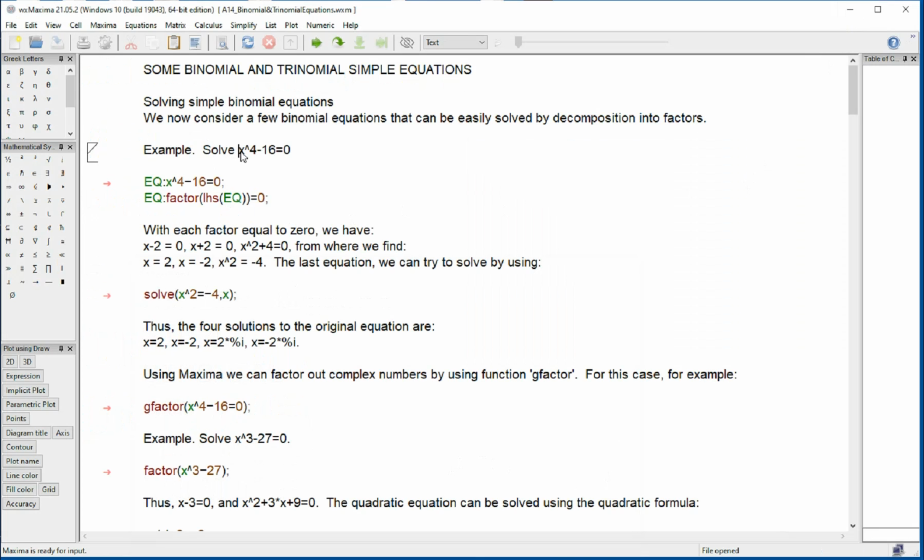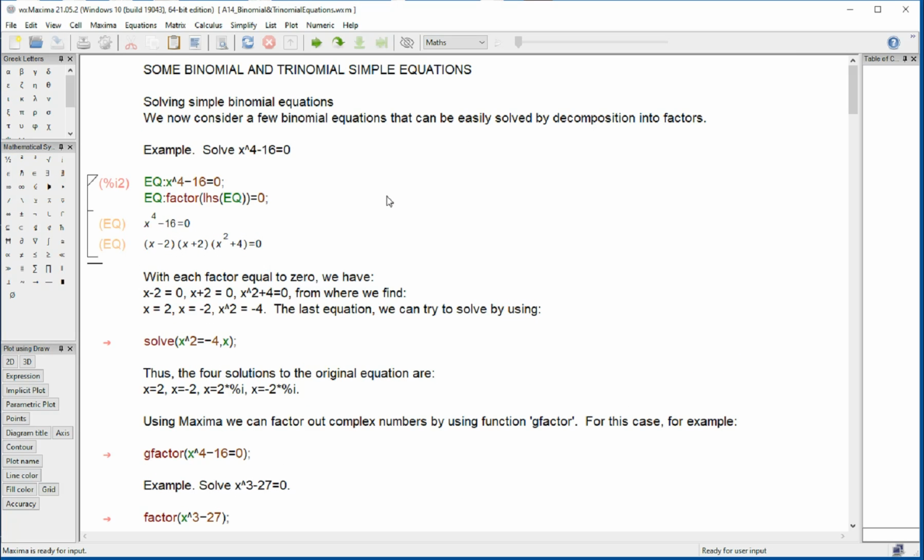For example, suppose we're going to solve this. Okay, we identify that as a difference of squares. I define the equation here and factor it, replacing it in the EQ, and I find three factors there: x minus 2, x plus 2, x squared plus 4. Now this factorization is for real numbers only, and so that's how far the factorization can go.